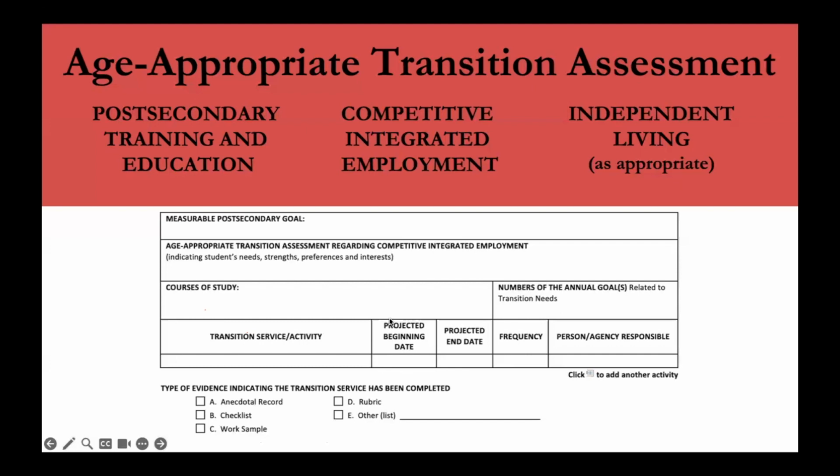In the AATA section, you also must state the name of the assessment that was given, the date that the assessment was given, or if it was given over a couple dates, you could put something like October 1st through 3rd of 2023.